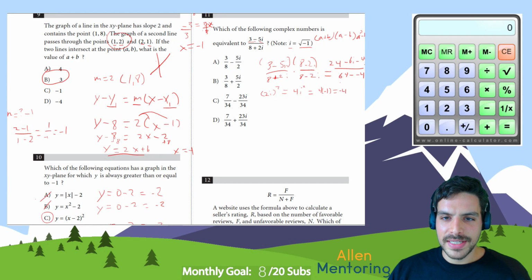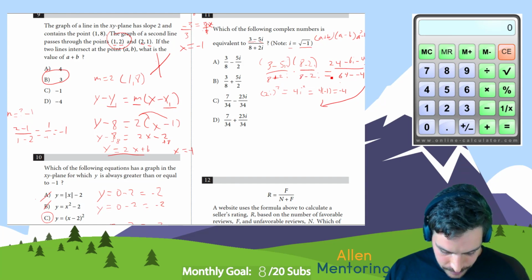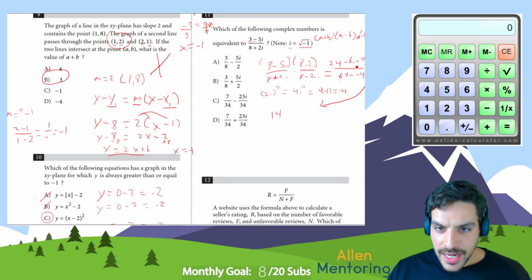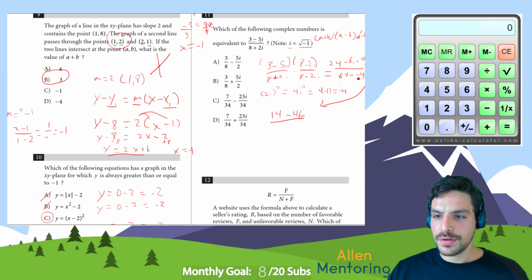So then if I rewrite this down here, 24 minus 10 is going to be 14, minus 6i minus 40i is going to be minus 46i, over 64 minus -4. Okay, 64 minus -4 is going to be 64 plus 4, which is 68. Okay, so this is where we're at so far.